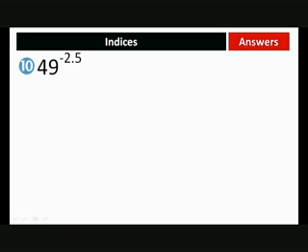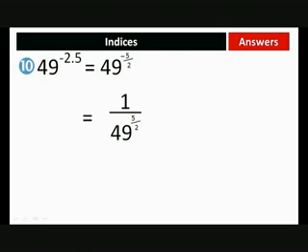Last question. 49 to the power of minus 2.5. Well, minus 2.5 is the same as minus 5 over 2. And now we've got that as a fraction, we can do a similar thing with it as we did in the last two questions. So, first of all, remember that minus powers mean 1 over the positive powers. So that's the same as 1 over 49 to the 5 over 2.